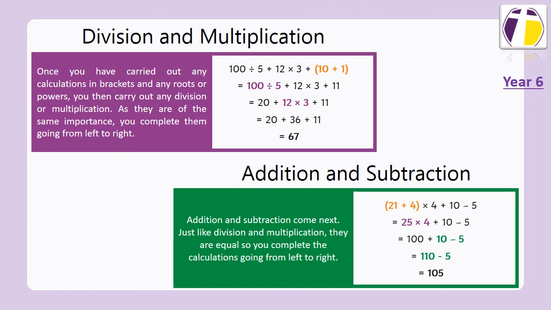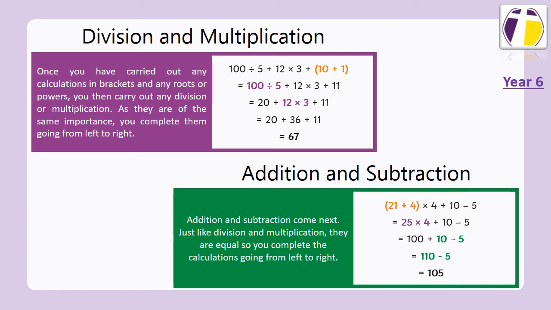21 add 4 times 4 add 10 minus 5. Here we can see 21 add 4 is in brackets, so this already becomes 25. We then complete 25 multiplied by 4 next, because this is multiplication. 25 multiplied by 4 is 100, and then we are left with the end of our calculation. 100 add 10, take away 5.